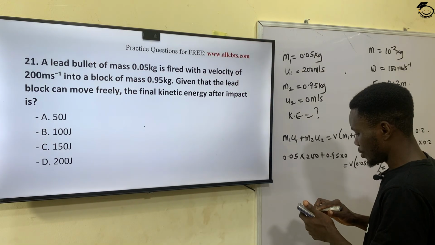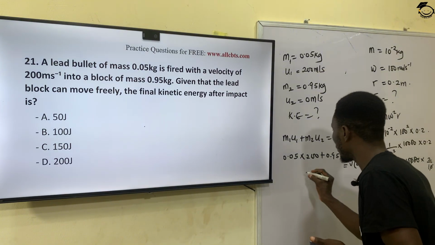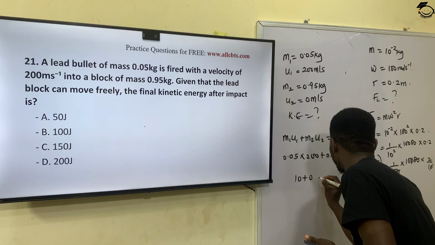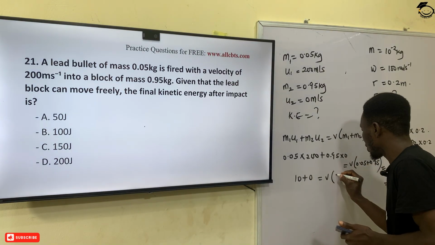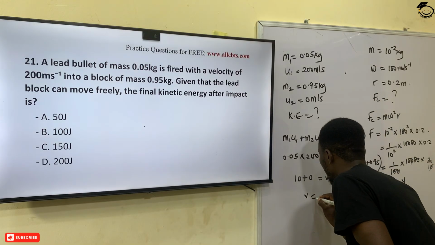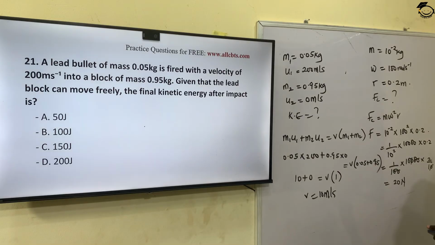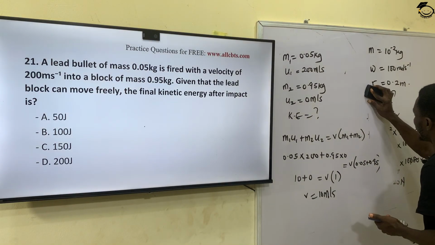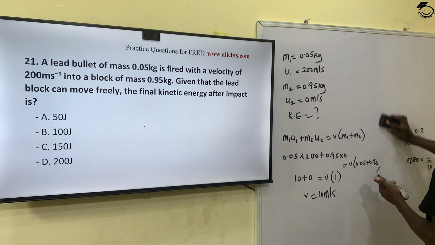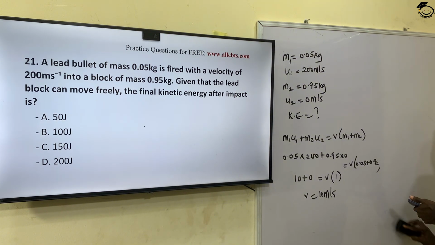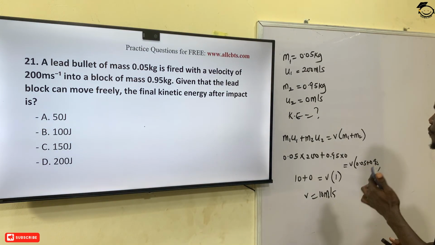So this will give me 0.05 times 200, which is 10, plus 0 is equal to v open bracket. If I add this together, this will give me 1. It means that my v is equal to 10 meters per second. Now that I've gotten the velocity, I will use this velocity to find the kinetic energy. Remember that in the question they say we should find the final kinetic energy after impact.